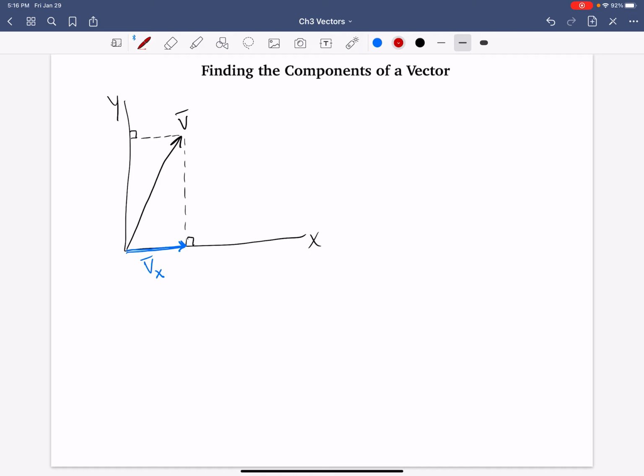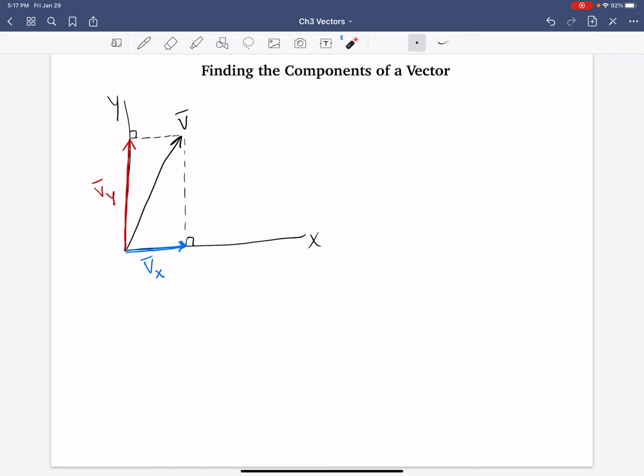Let me use red for the y component. Starting at the tail of the vector V and going to where the dotted lines are, right there, that is the y component, written like so: V sub y, V subscript y. Now you should see that they both have the same magnitudes as their respective dotted lines. They form the basis of that right triangle.